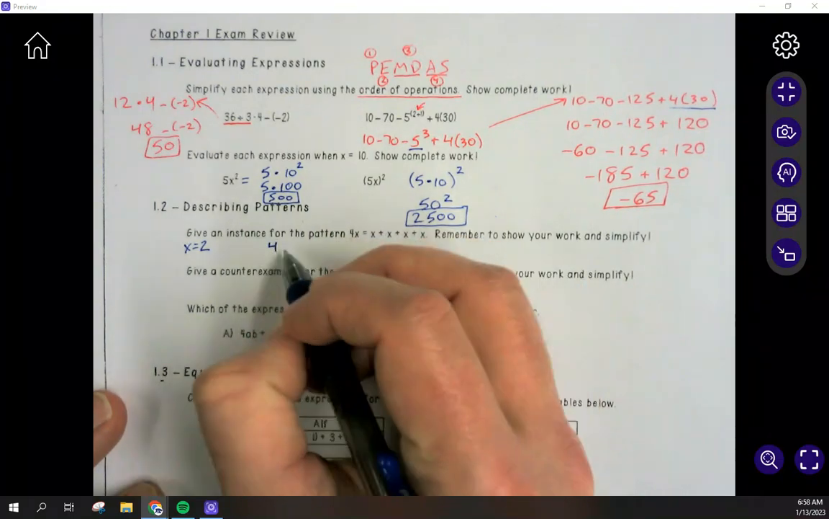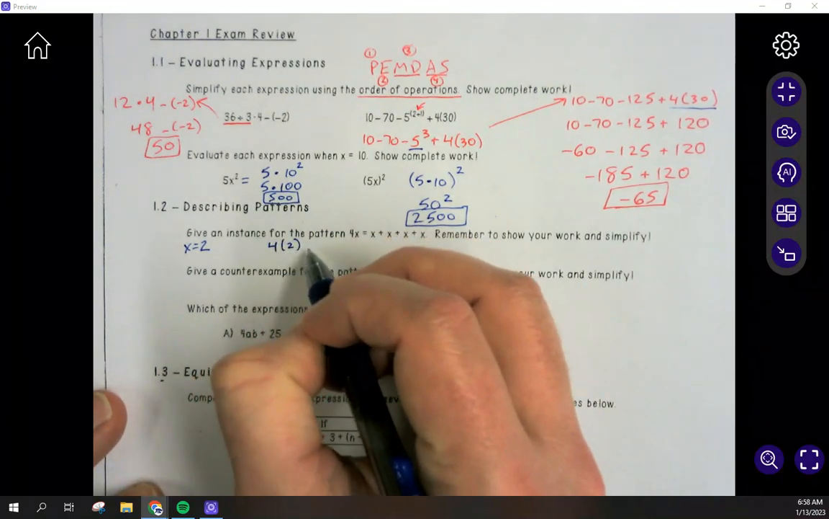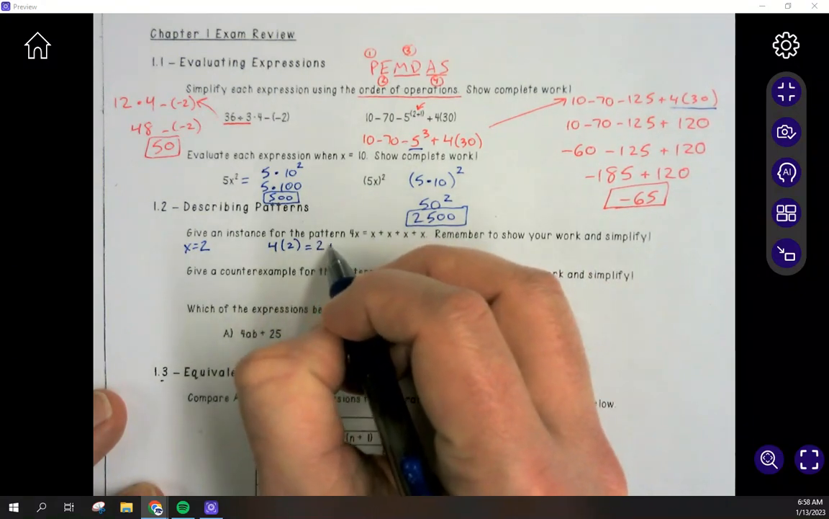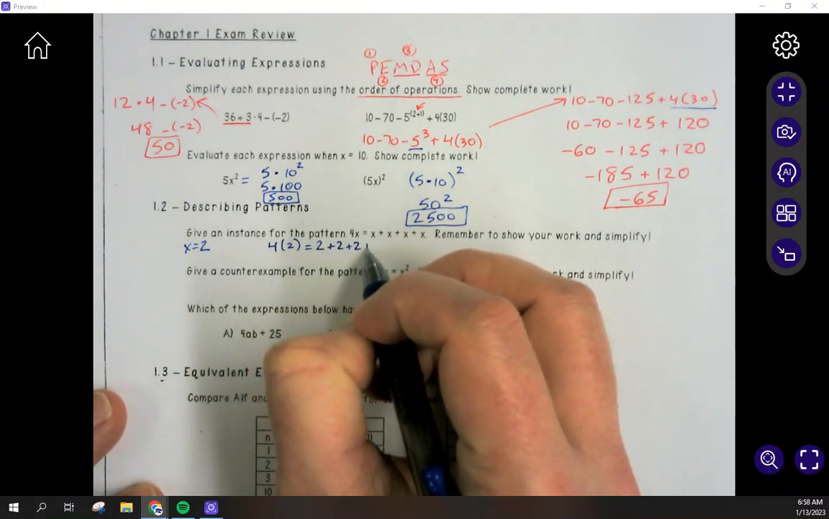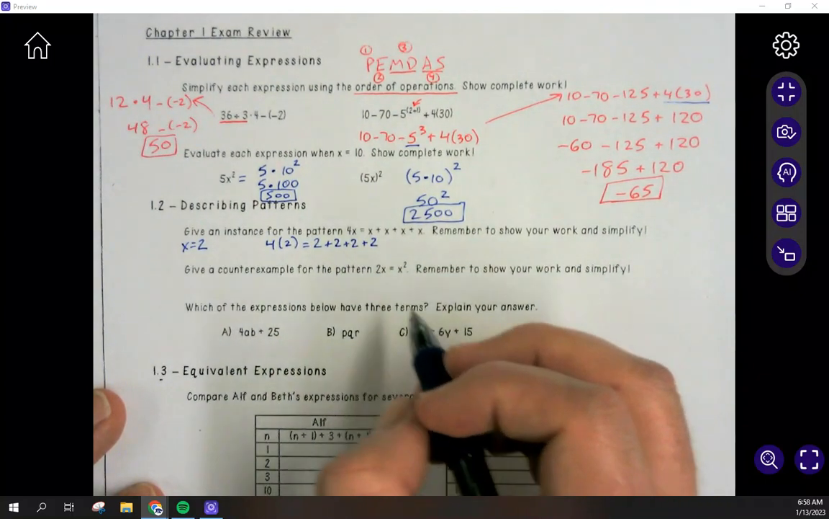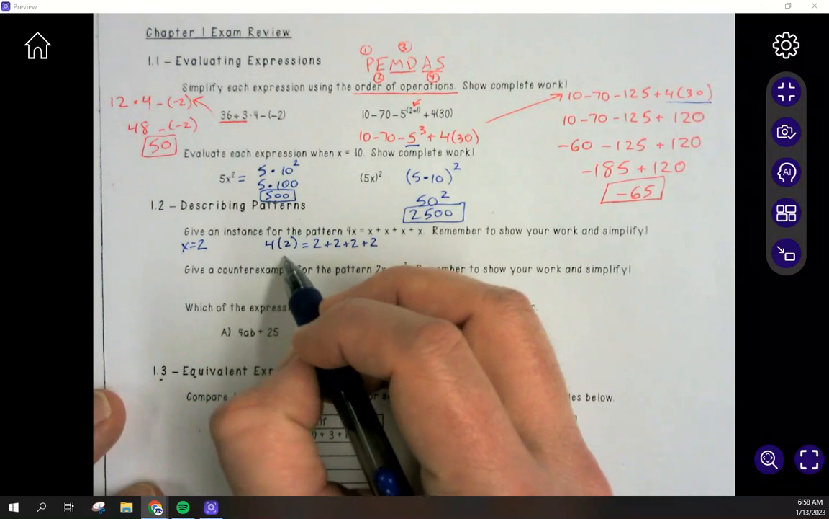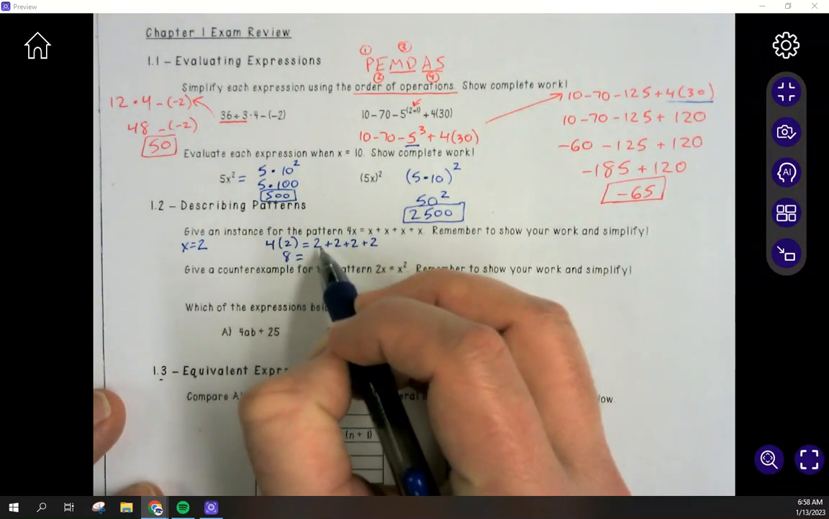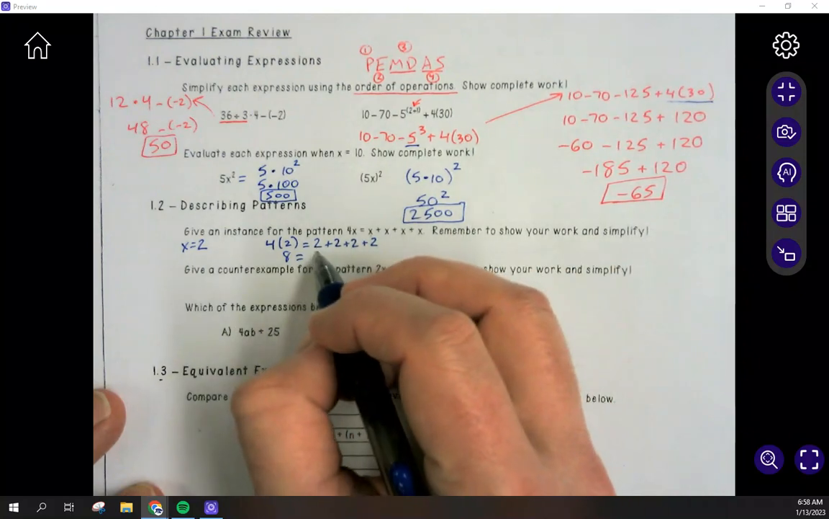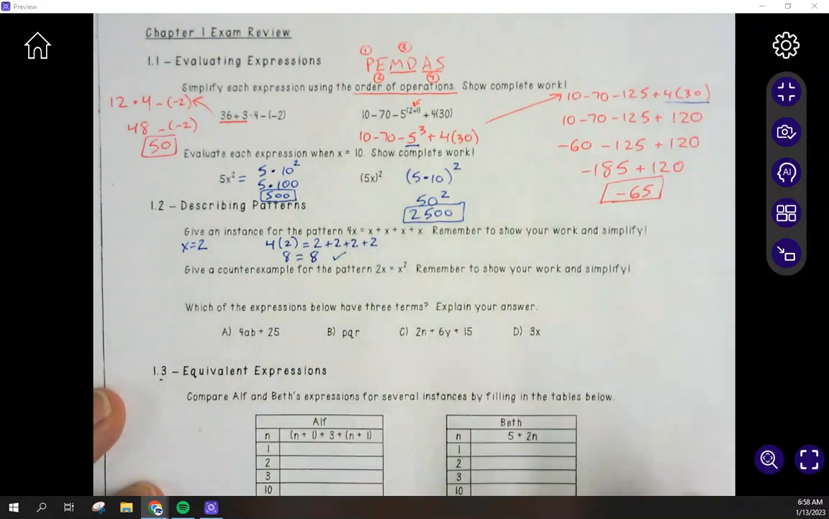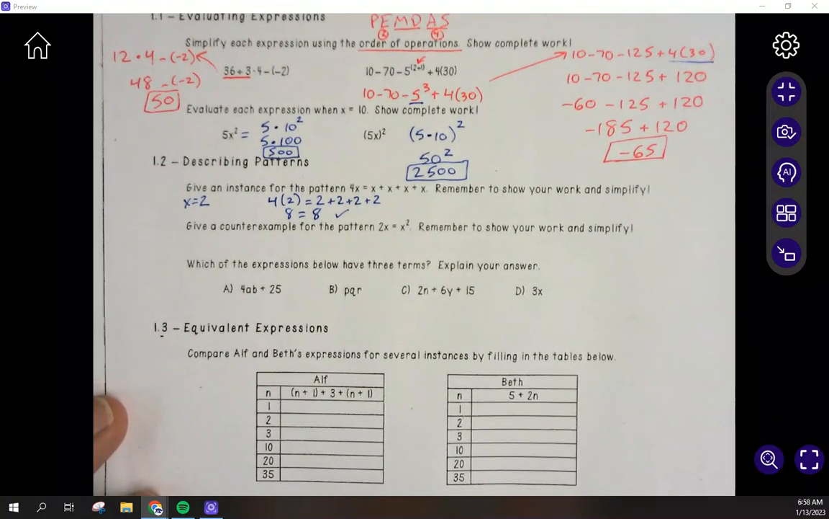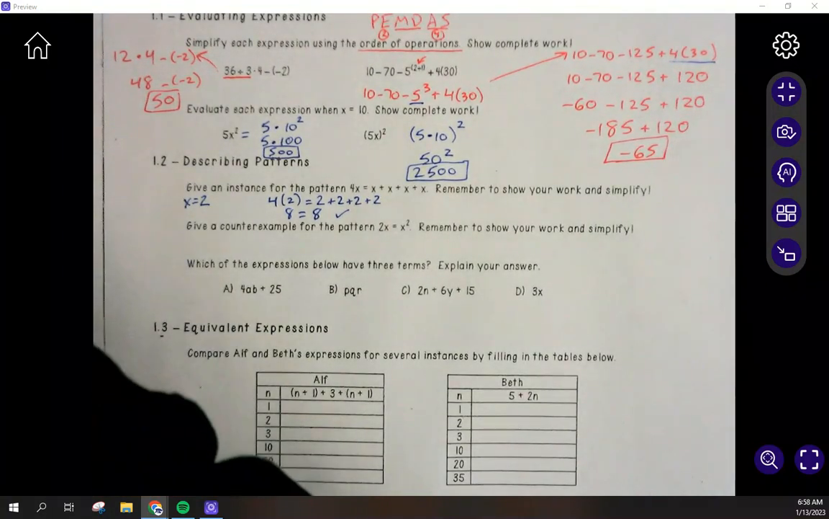So on the left side, it's going to be 4 times 2. And then I have 1, 2, 3, 4 x's, so 2 plus 2 plus 2 plus 2. And then you just simplify both sides and show that it does come out equal. 4 times 2 is 8. And 2 plus 2 plus 2 plus 2 is also 8. All right, so that's an instance. An instance is an example that shows it works.